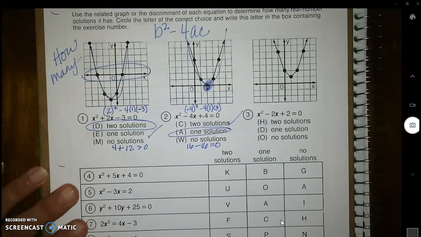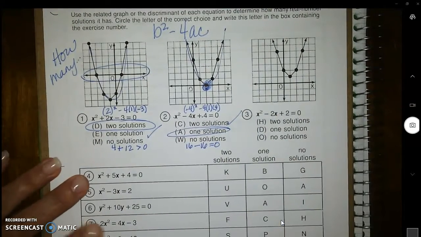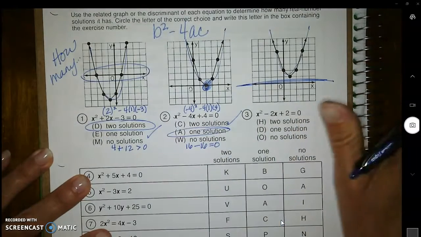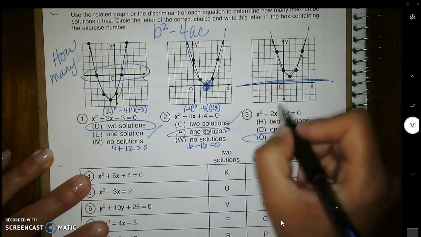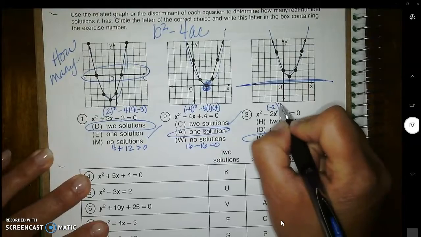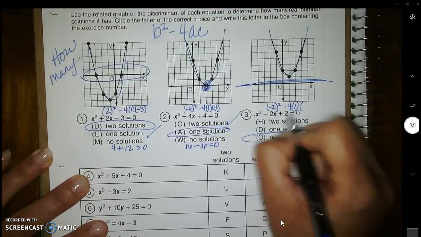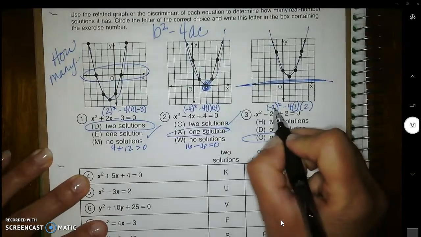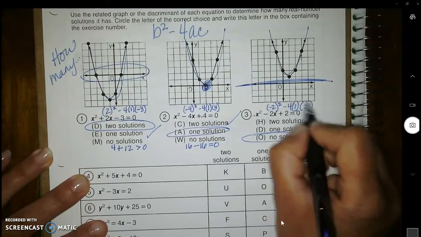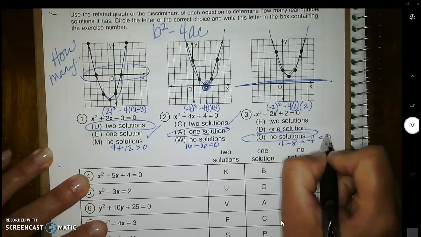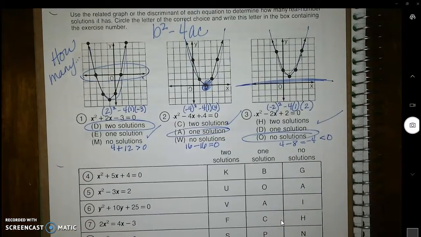That is correct. All right, numero tres, number 3. Here's my parabola. Doesn't cross my x-axis at all. No solutions. b squared minus 4ac, negative 2 squared minus 4 times a is 1 again. c is 2. So I'm going to get positive 4 minus, this becomes an 8, and that is a negative 4, which is less than 0. Negative, no solutions. Okay?